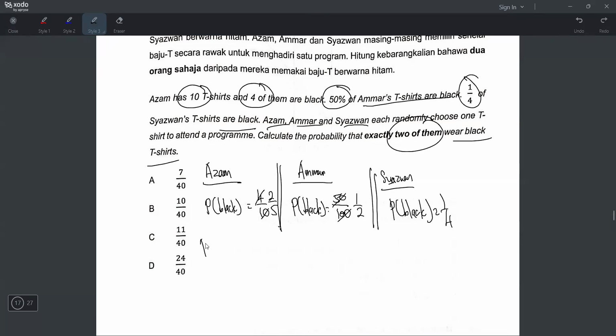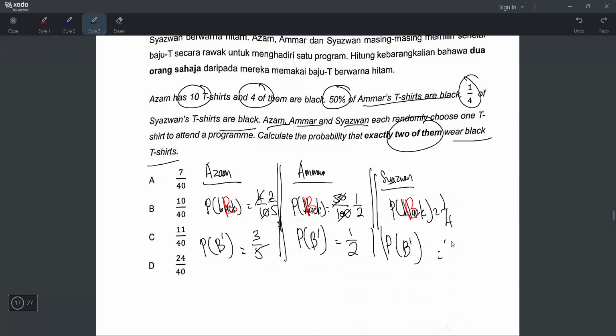Before I write down all the possibilities, let's find out the probability for not black. Actually, it's better if I write B here. So B represents black, and then B prime is not black. So if the probability of black is 2 over 5, not black will be 3 over 5. You just take 1 minus 2 over 5, because total probability is 1. So it's either you get black or not black. If black is 1 over 2, not black will be 1 minus 1 over 2, which is 1 over 2 also. And then this one is 1 minus 1 over 4, 3 over 4.